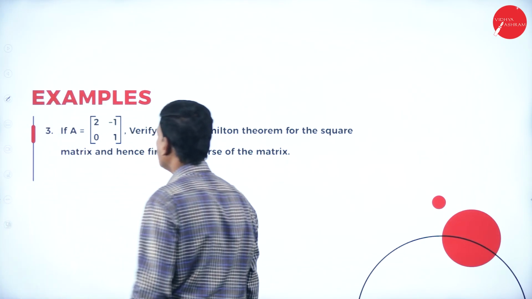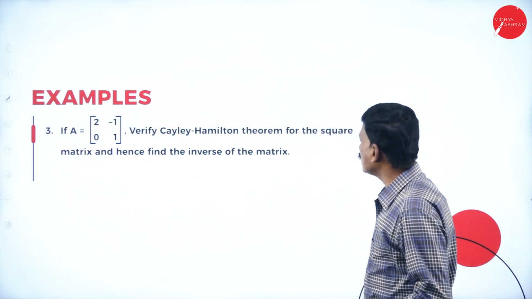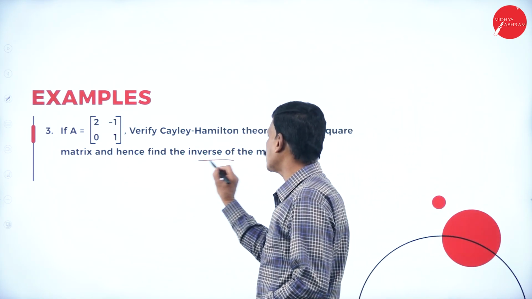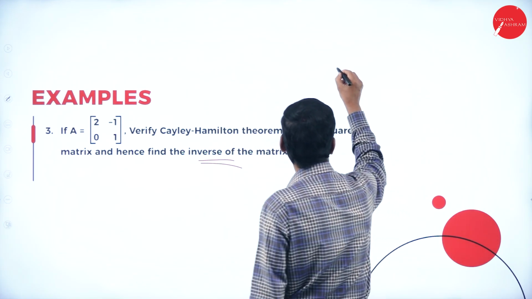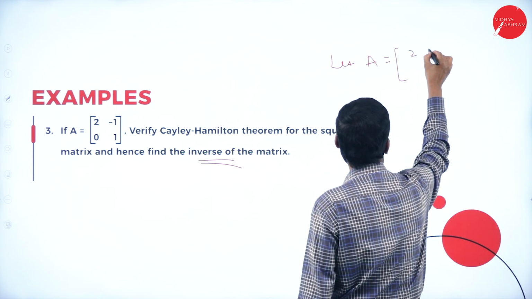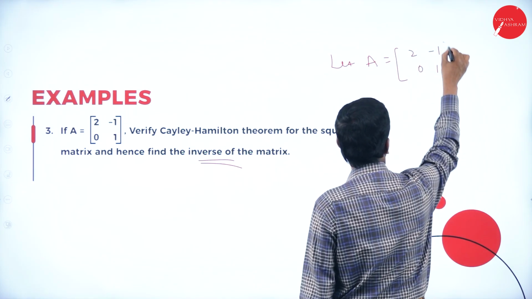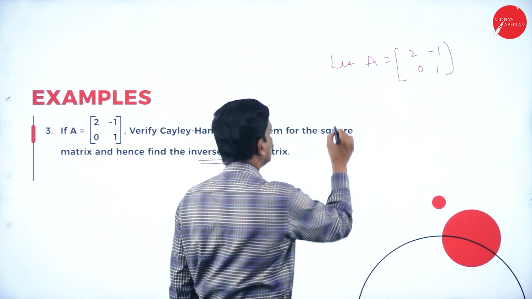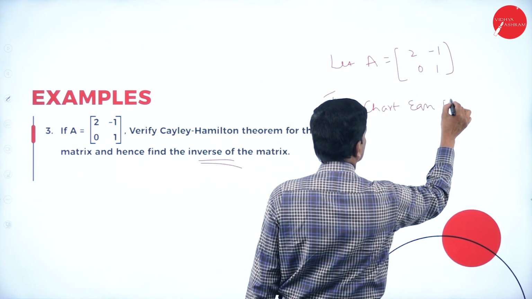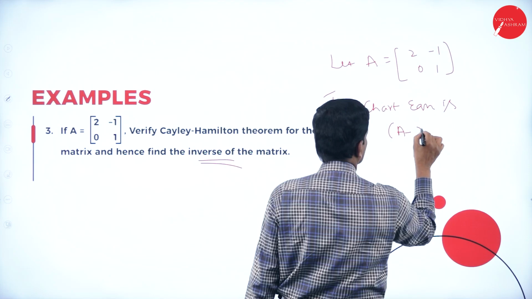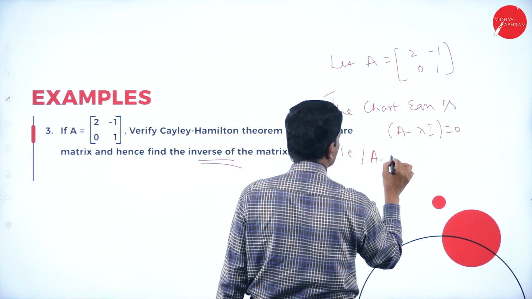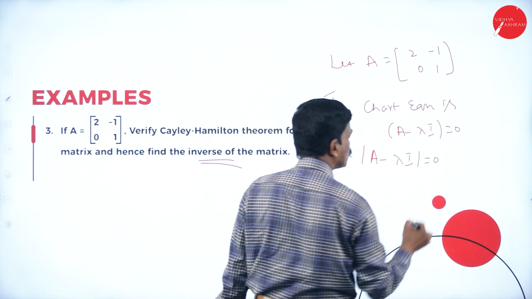If A is equal to 2 minus 1 0 1, verify Cayley-Hamilton theorem for the square matrix and find the inverse of this matrix. Similar problem as that of the second one. Now what is given? Let the matrix A be equal to 2 minus 1 0 1. Write down the characteristic equation. The characteristic equation is determinant of A minus lambda I is equal to 0. That is determinant of A minus lambda I is equal to 0.